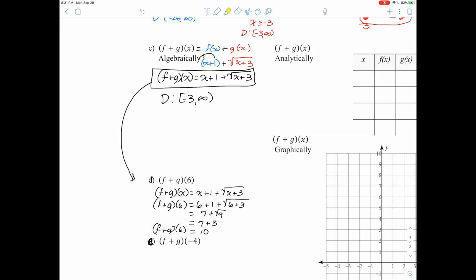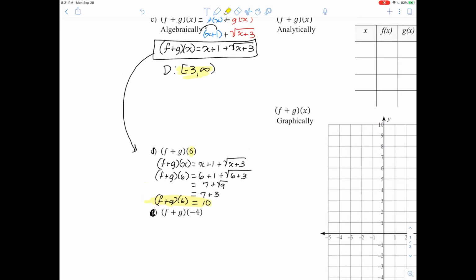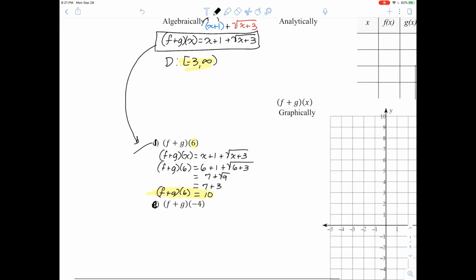All right, so that worked out pretty good. And that was okay because 6 is in our domain. Remember that our domain is between -3 and infinity. Those are the values that we can actually plug in to the sum of these two functions.